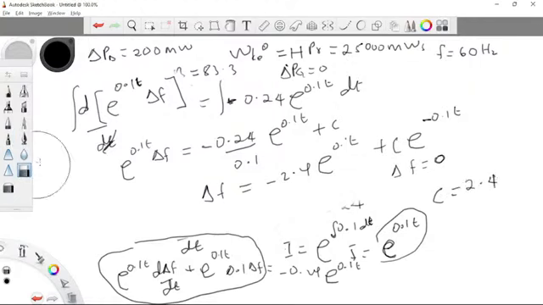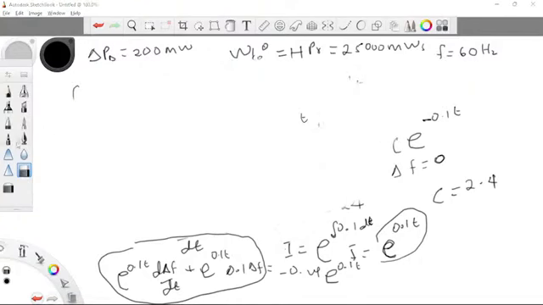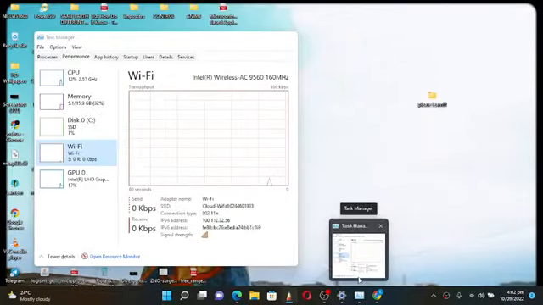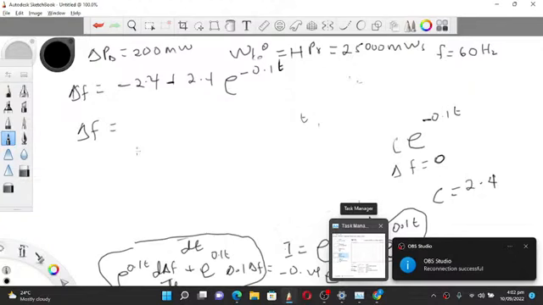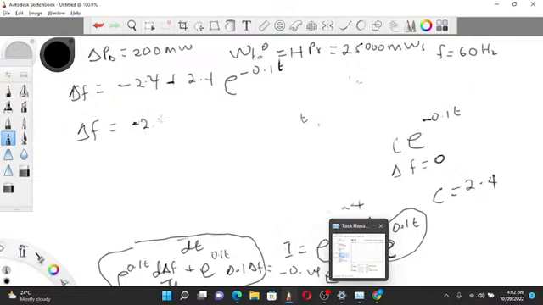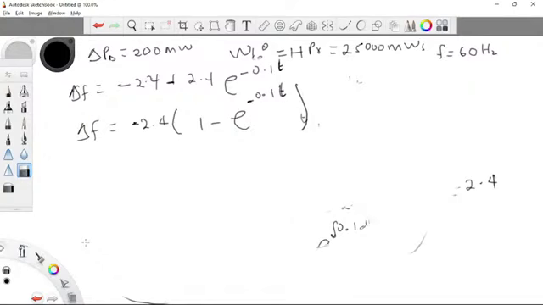2.4. Substitute, and then you get a final expression for delta f as 2.4. Okay. Change f will be negative 2.4 times 1 minus e to the power negative 0.1 t. So this is what we have as our expression for our delta f.